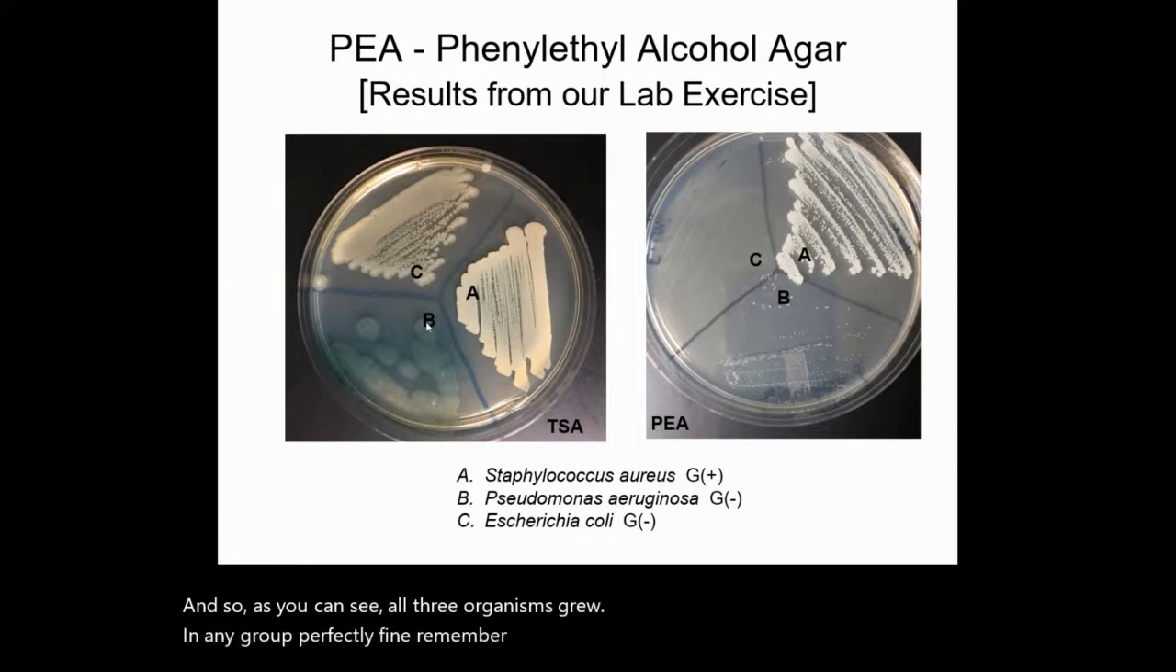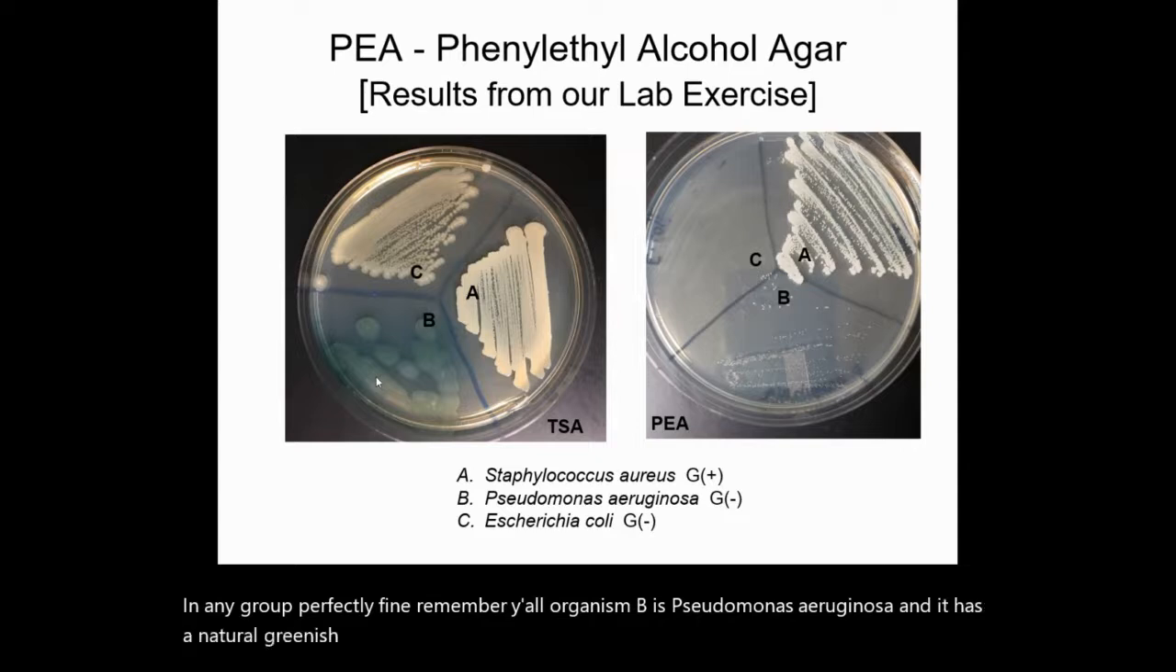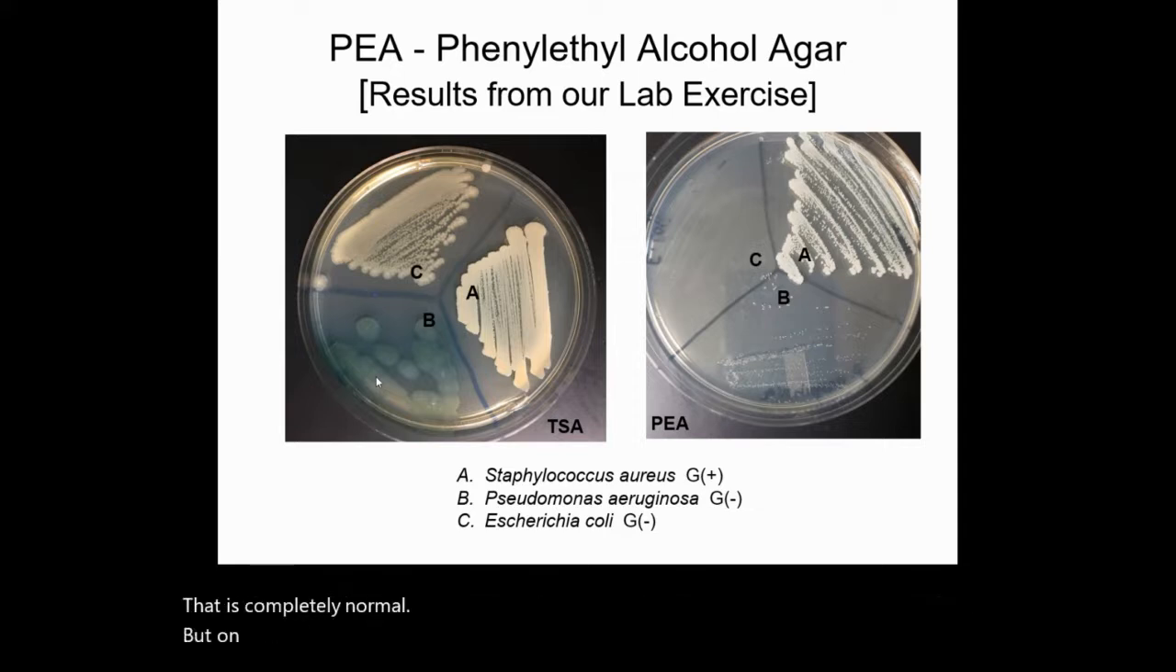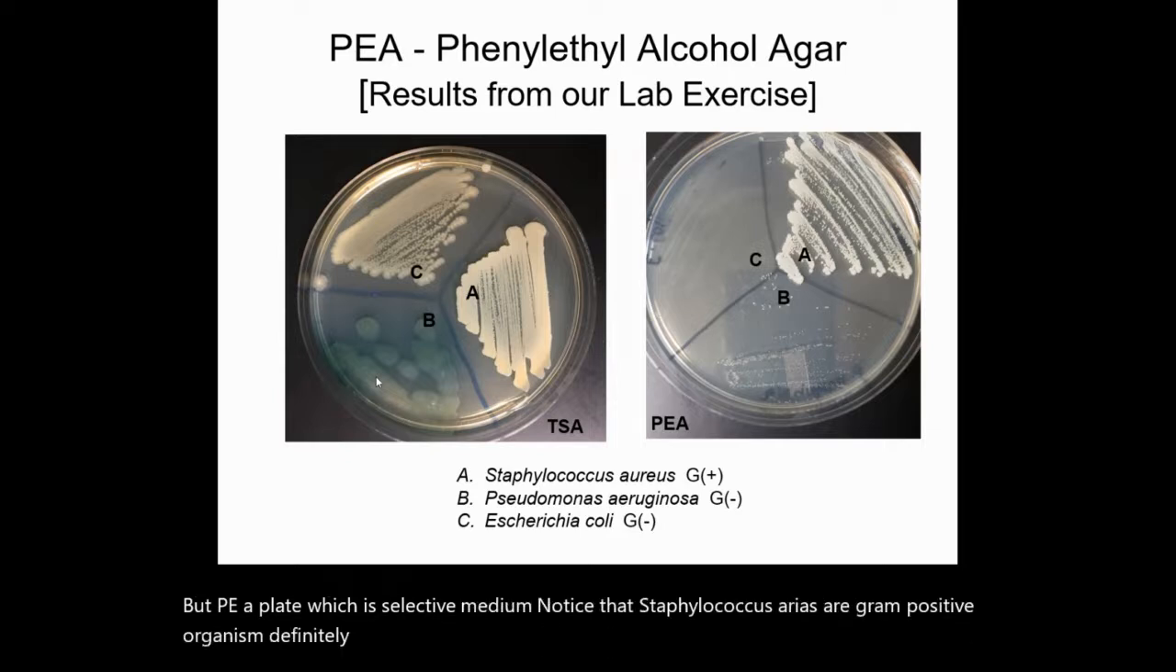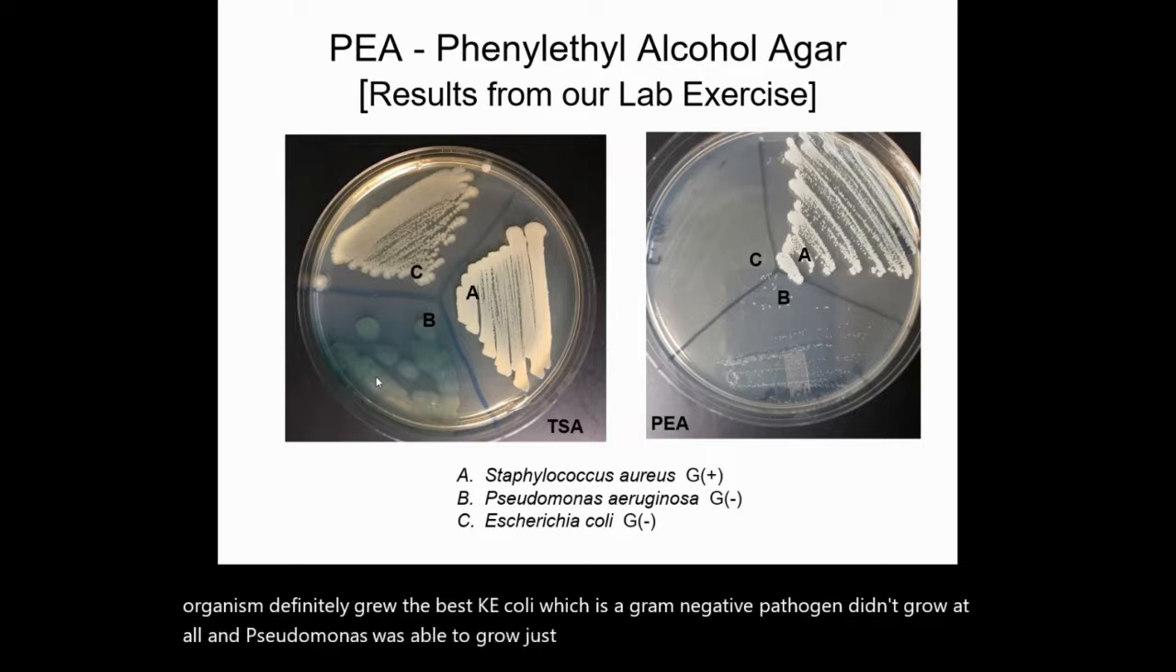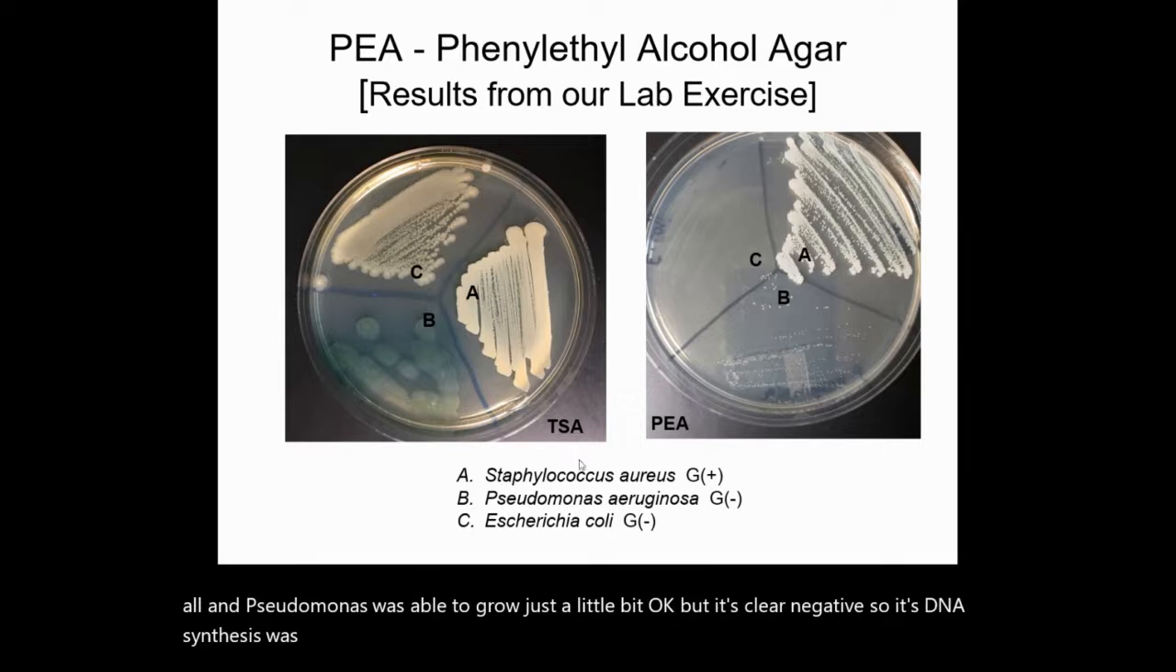Remember, y'all, organism B is Pseudomonas aeruginosa, and it has a natural greenish blue pigment, and so that's why it looks the way it does on the TSA plate. That is completely normal. But on our PEA plate, which is selective medium, notice that Staphylococcus aureus, our gram-positive organism, definitely grew the best. Okay, E. coli, which is a gram-negative pathogen, didn't grow at all. And Pseudomonas was able to grow just a little bit, okay, but it's gram-negative, so its DNA synthesis was greatly disrupted, which is why we got these results.